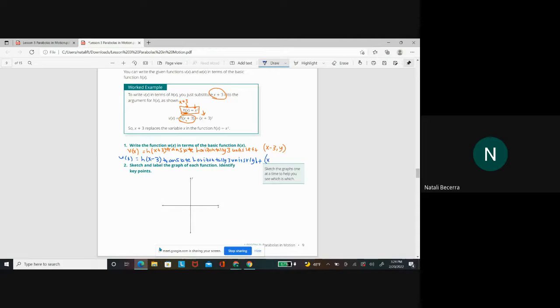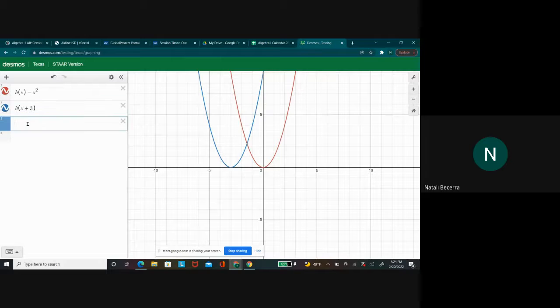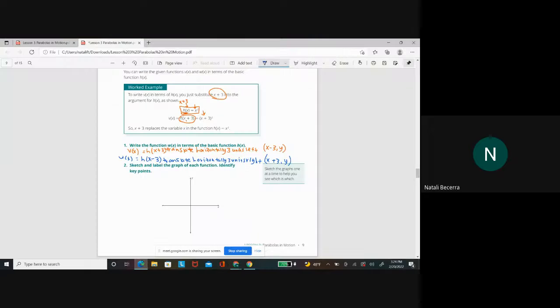So it's going to be x plus 3 comma y. And let's go ahead and check that in Desmos. So if I go right here, I'm going to erase that one for now. h of x minus 3. And sure enough, it goes 3 units to the right because parentheses lies and you do the opposite, okay? You just have to remember that. Parentheses lies, so you do the opposite.